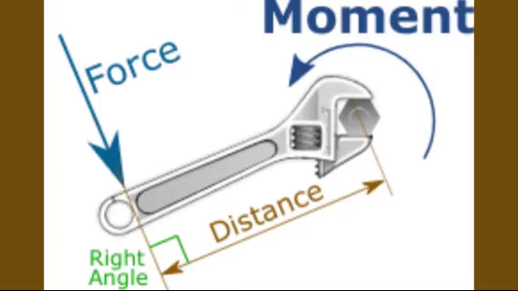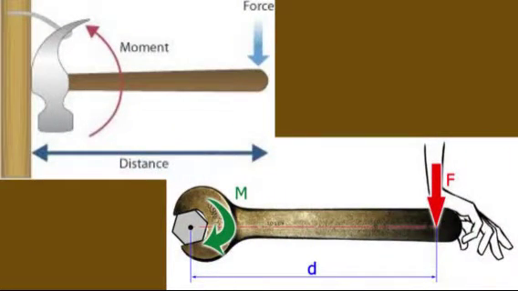So if the force causes the object to rotate, if it causes a turning effect on the object, it is called moment, which is the product of the force and the perpendicular distance to the line of action of the force. What do we mean by perpendicular distance? Look at the examples above. Look at the direction of the force.